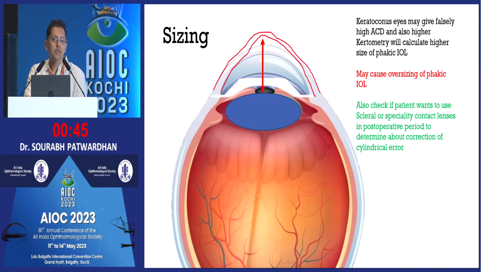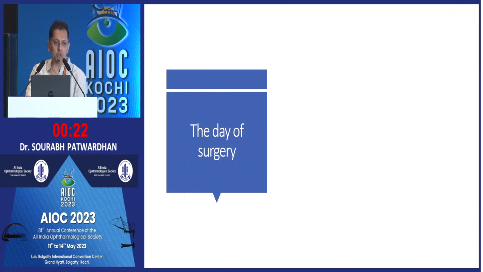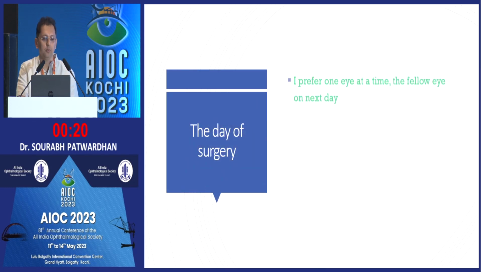Apart from that, always check whether patient is going to use the scleral contact lenses after using the phakic IOL. If you are just debulking the spherical part of the refractive error, it is better to use just a spherical phakic IOL rather than a toric, because if patient uses a scleral contact lens after a toric phakic IOL, patient will have to use a cylindrical correction over the scleral contact lens. So that has to be determined before you plan for the surgery.